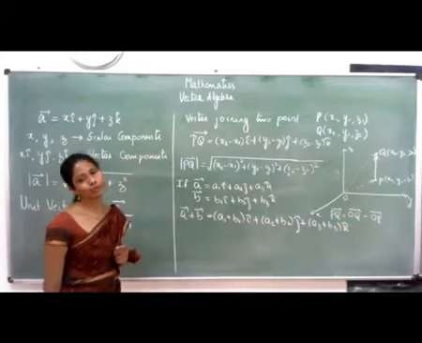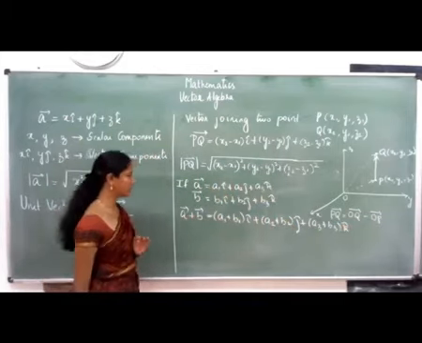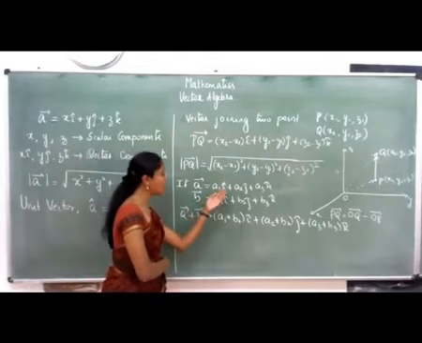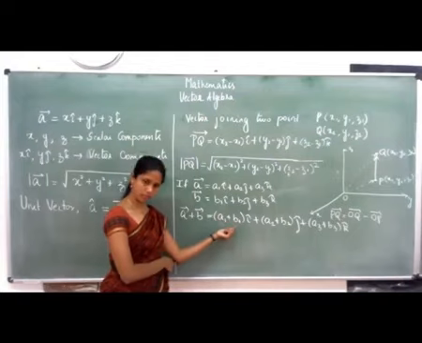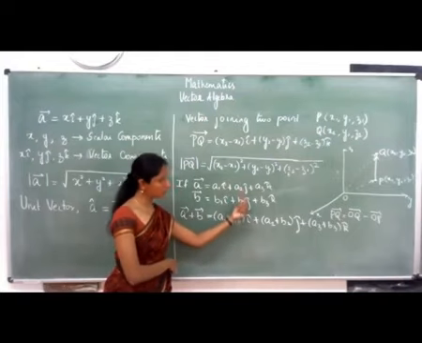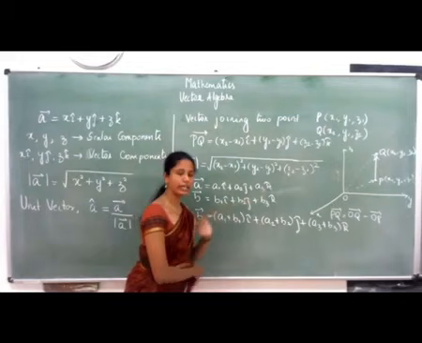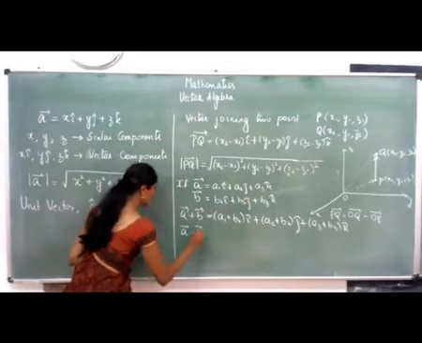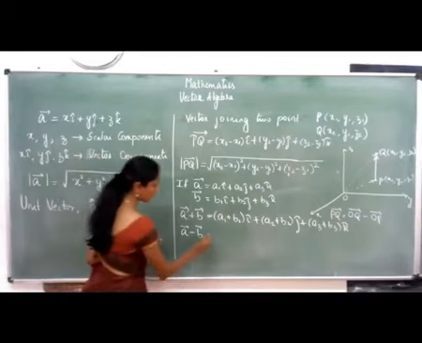This is how we add any two vectors. That is, we add only the i component, so A1 plus B1. Then for j, we add only the j components, A2 plus B2, then A3 plus B3. So if we can add two vectors, we can even subtract.